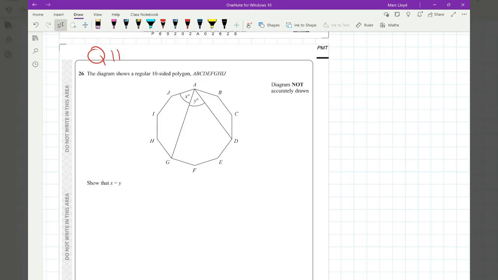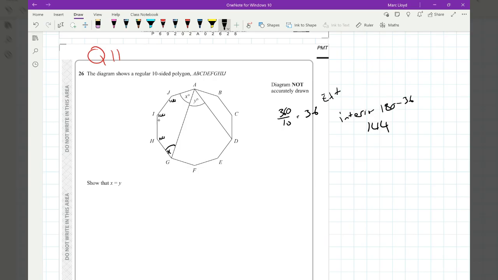So it's a 10-sided polygon. 360 divided by 10 is 36. That gives me the exterior angle. Therefore, the interior is 180 take away 36. 180 take away, I think it's 144 it is. So in here, you've got 144, 144, 144, and that is also going to be x.